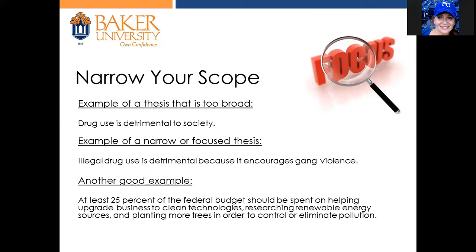So when we go back to the drug use one, we can say illegal drug use is detrimental to society because it encourages gang violence. So that's a little bit more specific. You're talking about illegal drugs and you're talking about the one piece that makes it detrimental to society, and that's gang violence. The other example really narrows that one down about federal spending on pollution. So it even makes it easier to understand what the paper is going to be about.